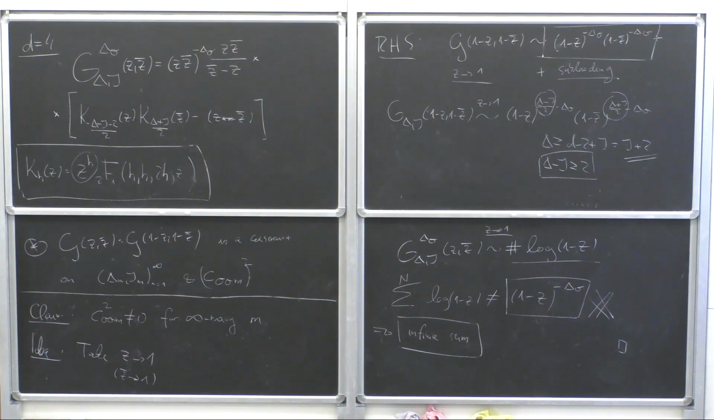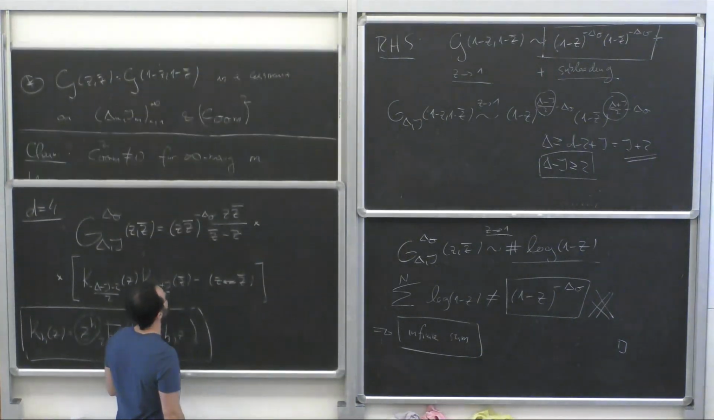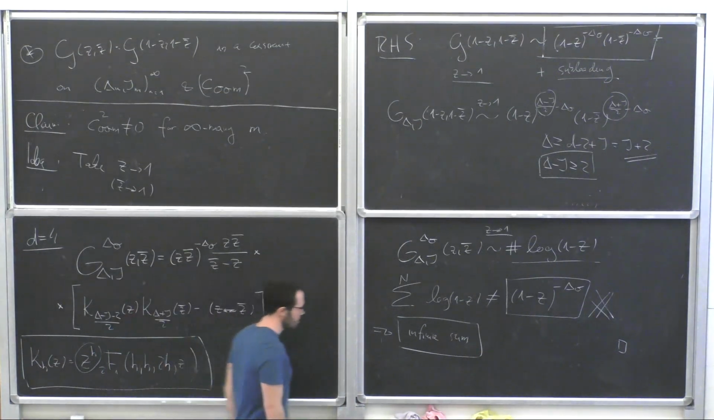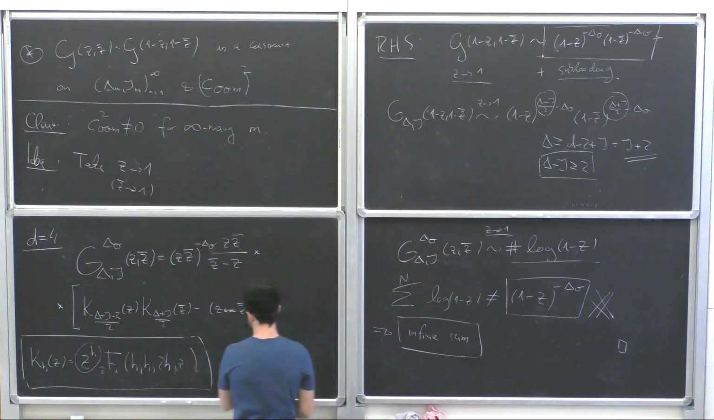Okay, so maybe the final thing I want to do this lecture, before we go to 2D in the final lecture, is to give you an example of an exact solution of the bootstrap equation, which arguably is quite simple, which is the free theory. So how does all of this work in the free theory?